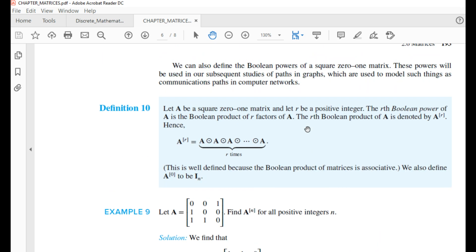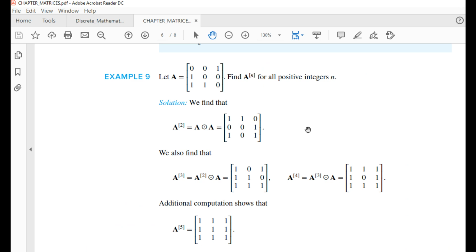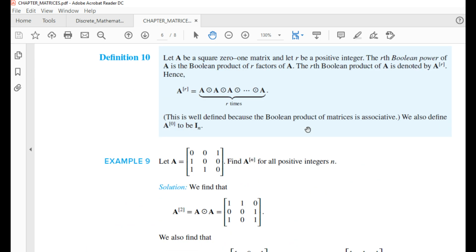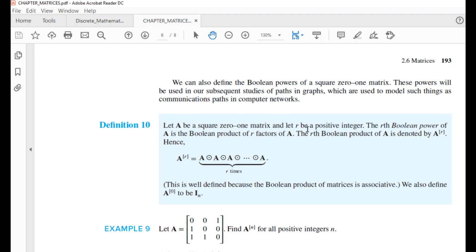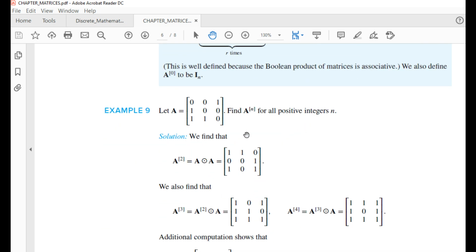Okay, so I am going to have the last part of the discussion here, and we're going to be looking into the powers of the matrix. As you can see here, we have example number 9, a 3 by 3 matrix. So we are going to find the powers of the matrix.